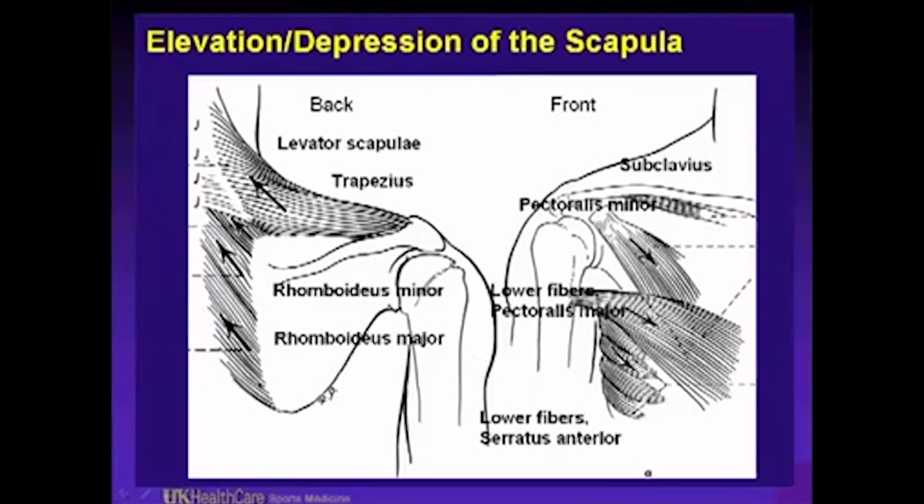Elevators and depressors of the scapula are shown. The chief elevators are the middle trapezius, levator scapula, and the rhomboids major and minor. The chief depressors are the latissimus dorsi and the lower part of pectoralis major. There are also accessory depressors, as seen on the front view on the right side of the screen: serratus anterior, the lower part, pectoralis minor, subclavius, and the lower part of the trapezius.